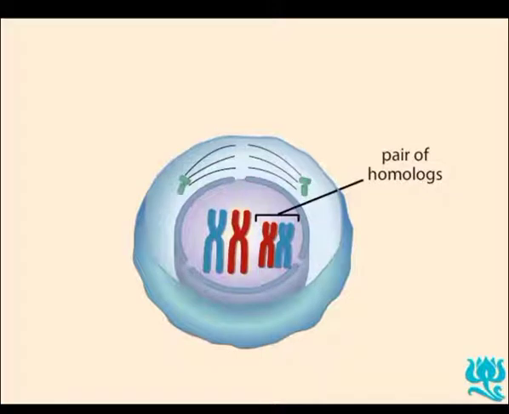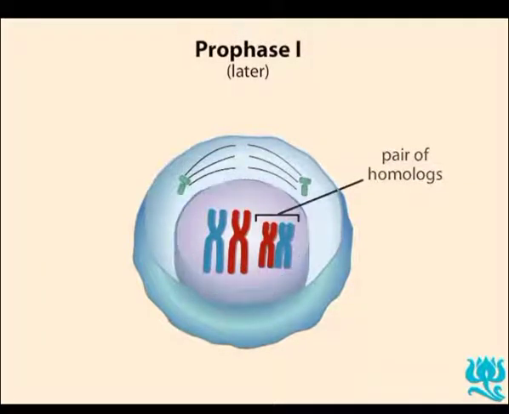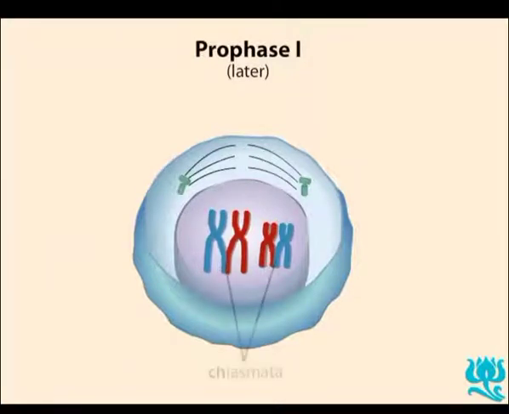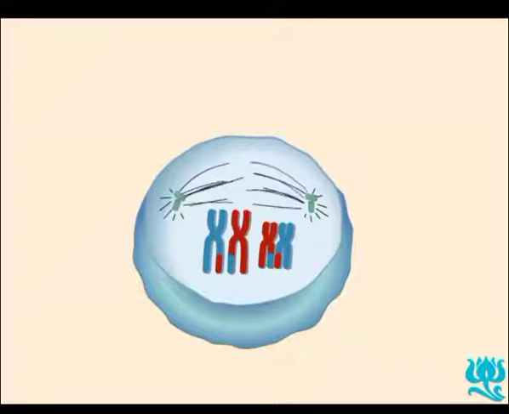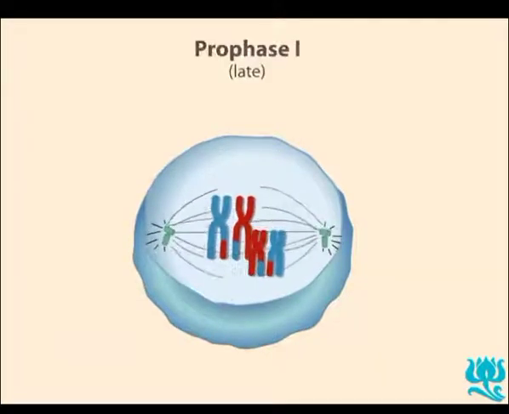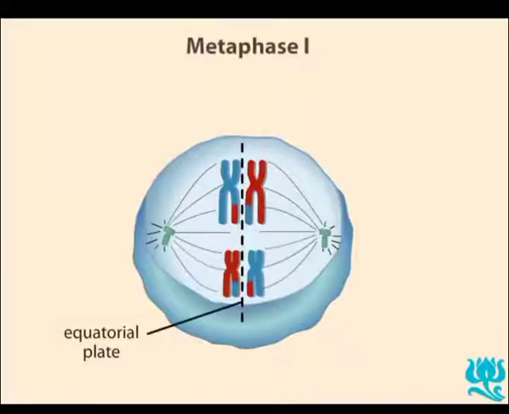The pairing is called synapsis. At this time as well, the nuclear envelope breaks down. Late in Prophase I, the homologous chromosomes exchange genetic material, as indicated by crossing over points called chiasmata. Recombinant chromatids consist of both maternally and paternally derived DNA. In this phase, microtubules attach to the chromosomes, directing them to the equatorial plate.